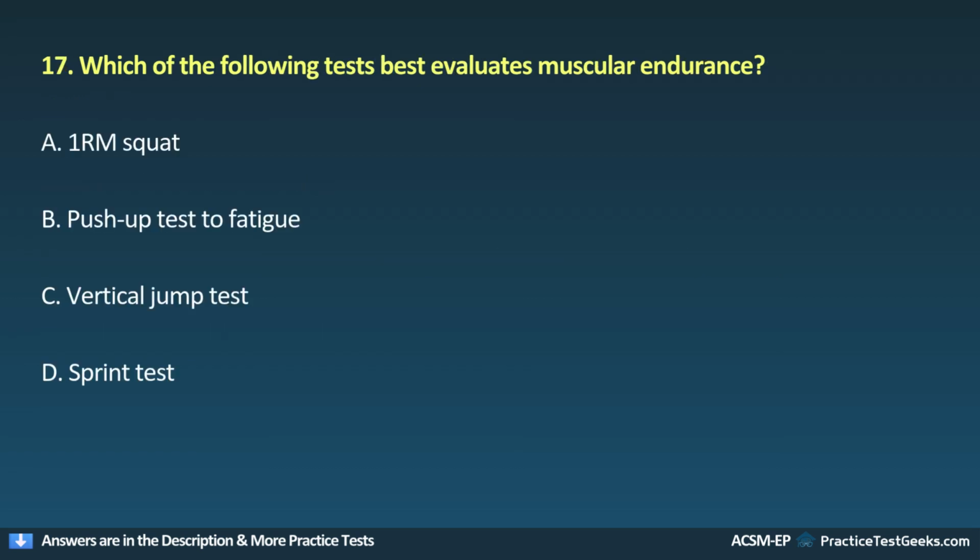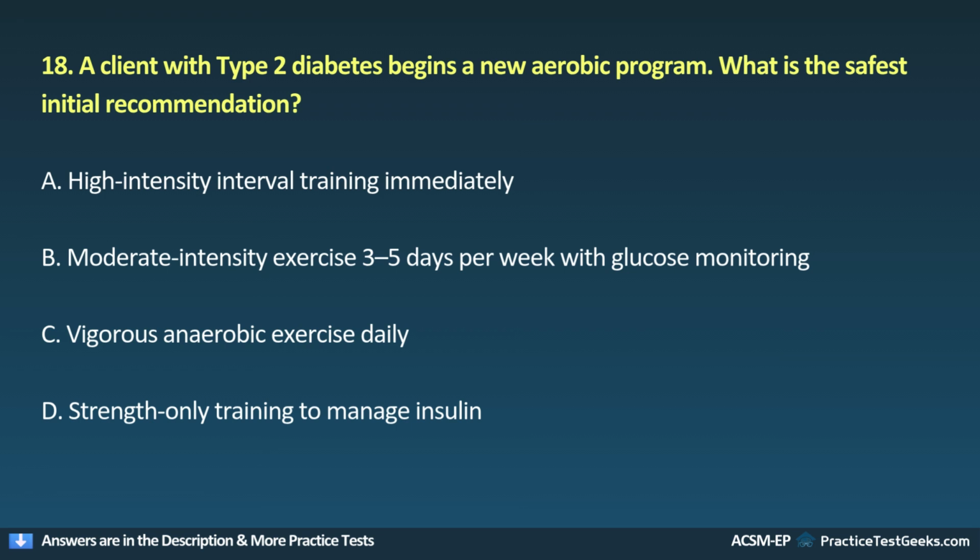17. Which of the following tests best evaluates muscular endurance? A. One-arm squat. B. Push-up test to fatigue. C. Vertical jump test. D. Sprint test. 18. A client with type 2 diabetes begins a new aerobic program.